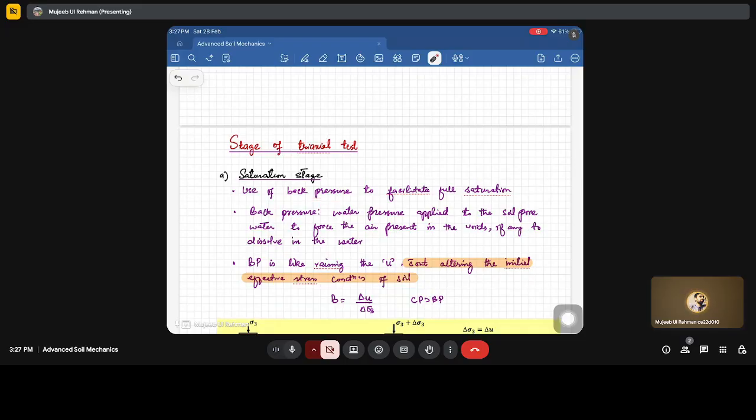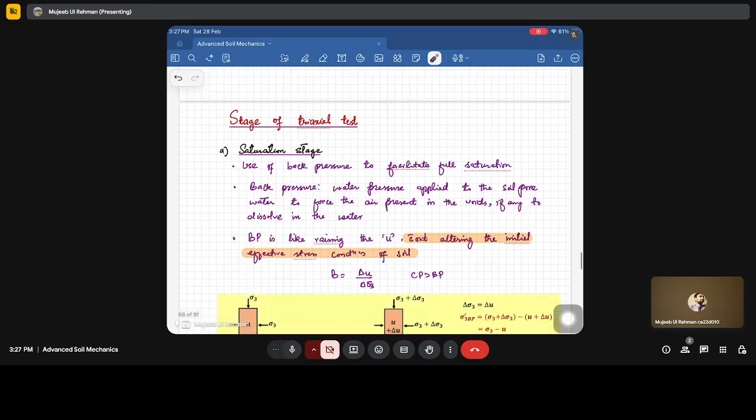What is the back pressure? It's actually the water pressure applied to the soil pore water to force the air present in the voids, if any, to dissolve in the water. So the main purpose of this back pressure is to ensure that there is no air in the soil. If any volume of the soil has air, we apply the water pressure so that this air gets dissolved in the water. It ensures that in every void of the soil there is water.